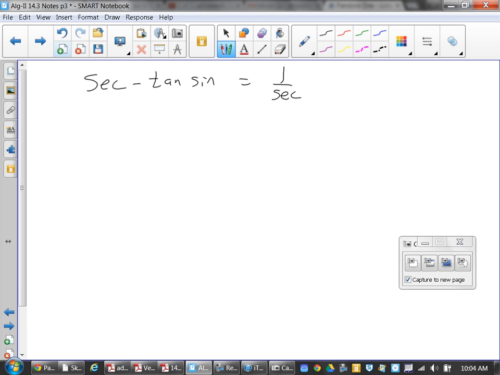In this case, when I get into my verify, I'm going to rewrite everything in terms of sines and cosines, and then work for a common denominator. So I have 1 over cosine minus, can I say it's sine squared over cosine? Are you okay with that? Because it's sine over cosine times sine. Do you see that? And now you're basically done because you wind up with the common denominator, 1 minus sine squared over cosine. That's cosine squared over cosine.